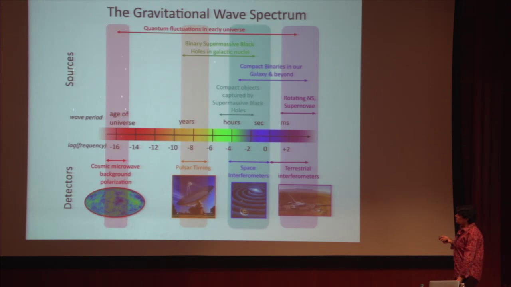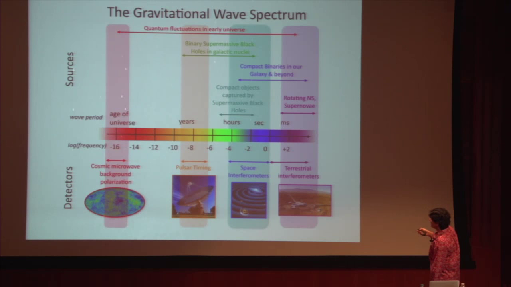Now, in terms of sources, what kinds of sources would we expect at each of these frequencies? Well, certainly for the truly primordial background, we're thinking about quantum fluctuations in the very early universe.